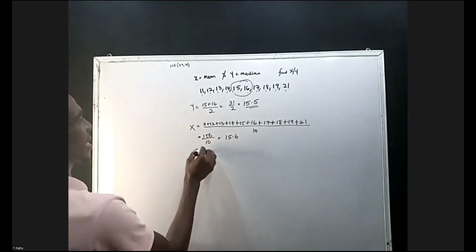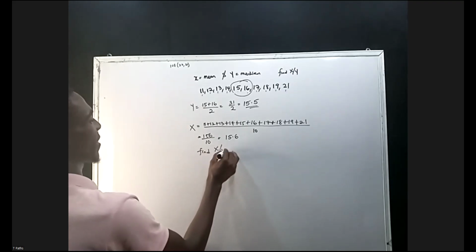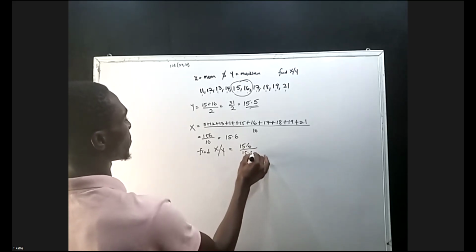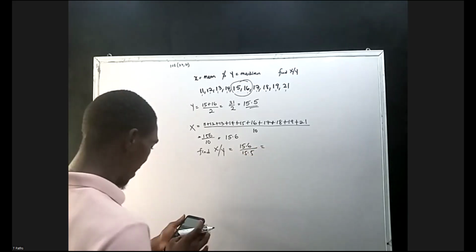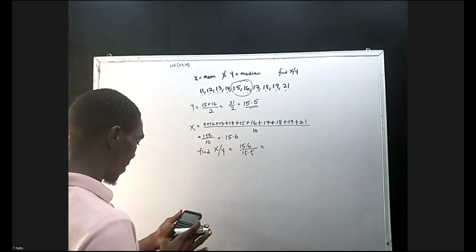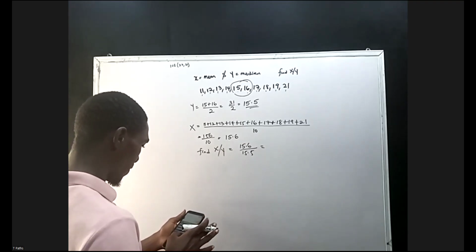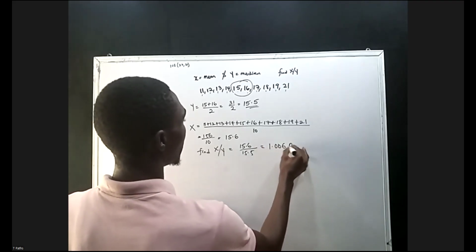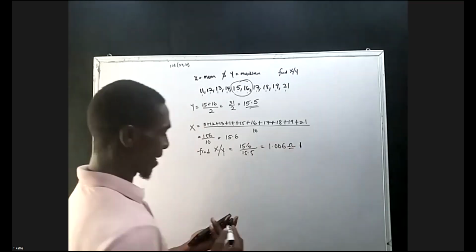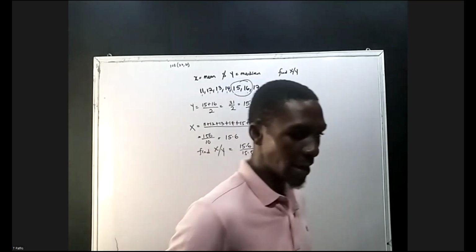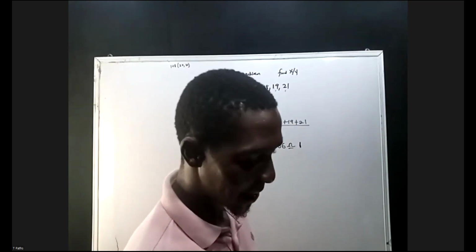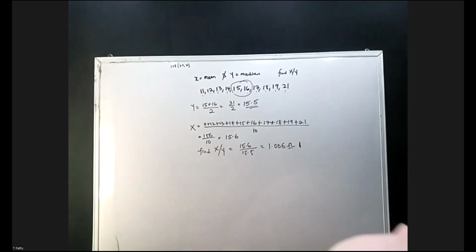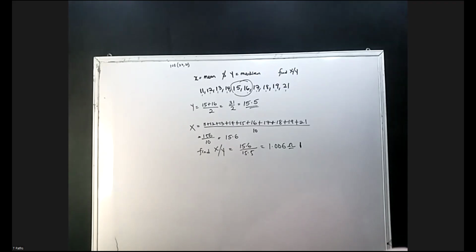Now, the question says find X divided by Y. So our X is 15.6 divided by 15.5. What do you think our answer is? 15.6 divided by 15.5 is 1.00645. So approximately your answer is 1. Is that clear? Yes, sir. Your answer is 1. So that is about that. The two solutions to your assignment have been solved. I believe I've made it clear to you guys.